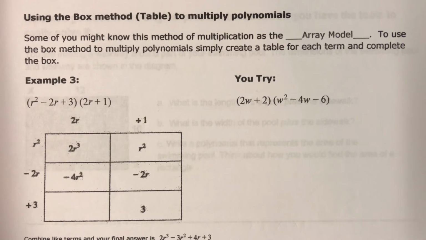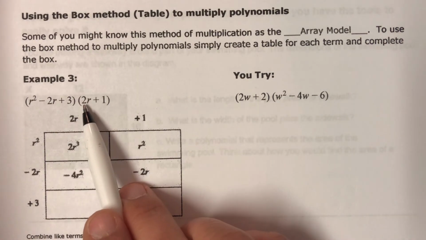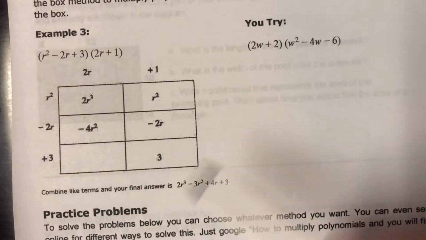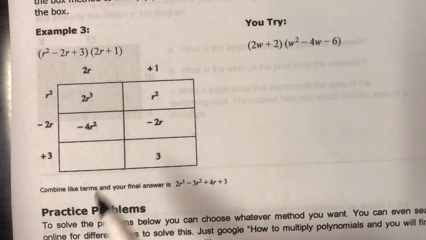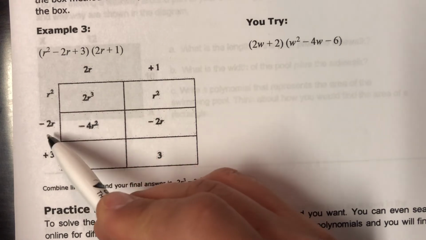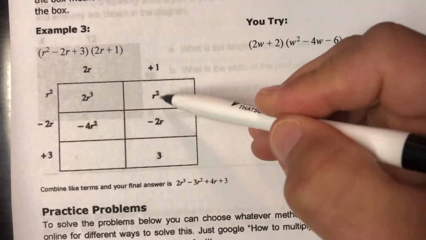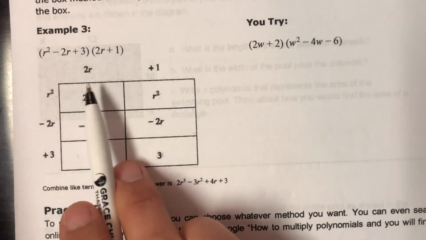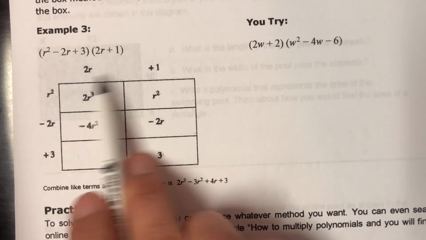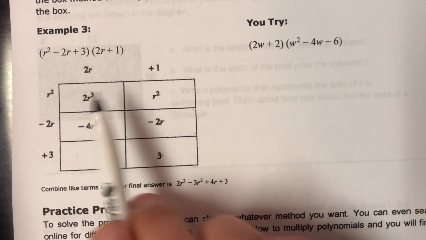This might be easier. So here we have r squared minus 2r plus 3, and then you have 2r plus 1. Okay, so what you're going to do is set up a table, a box, for each of these terms. So for this one, I'm going to build a column. So r squared, then I have negative 2r, and then I have positive 3. Okay, so I have 3 boxes going down. And I have 2 over here because I have 2 terms. I have 2r and I have positive 1. So that's why you have 2 boxes right here.